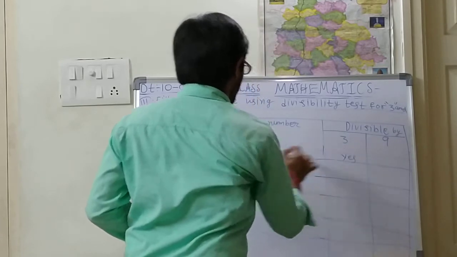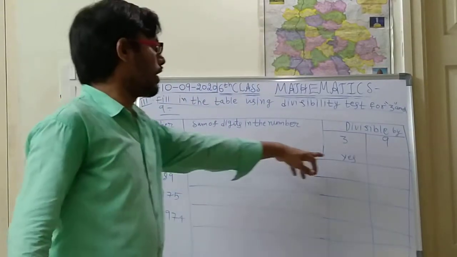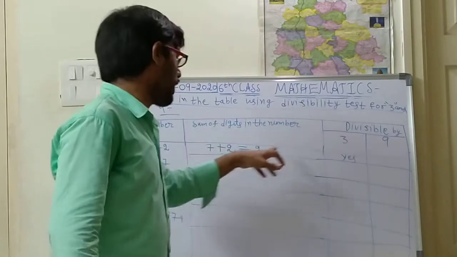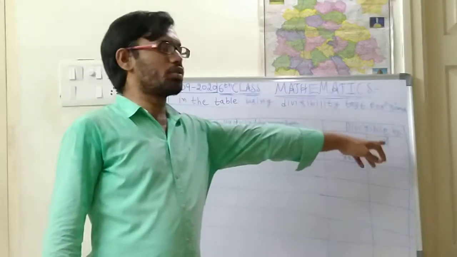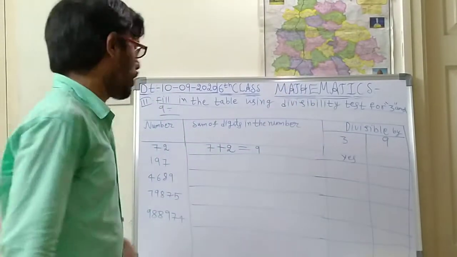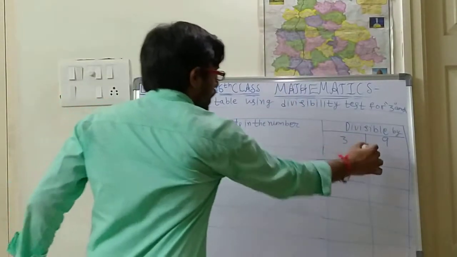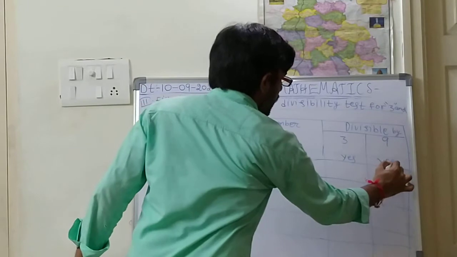If it is divisible by 3, you write yes. If it is divisible by 9, you write yes. If it is not divisible by 3 or not divisible by 9, you write no. So next, it is divisible by 9 also. So yes.